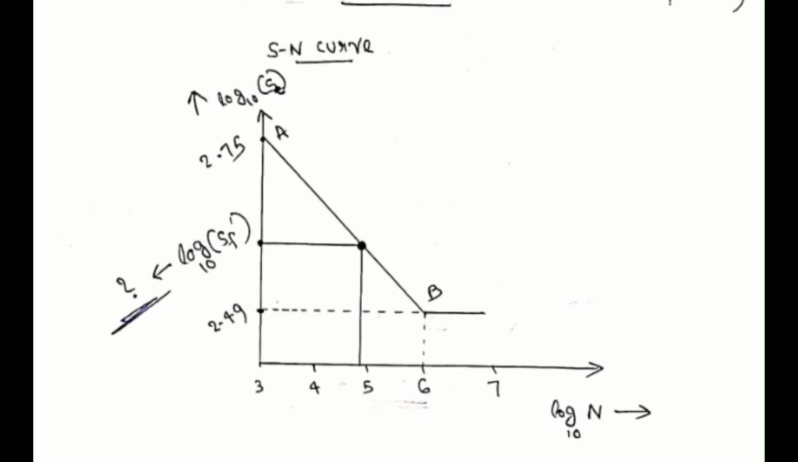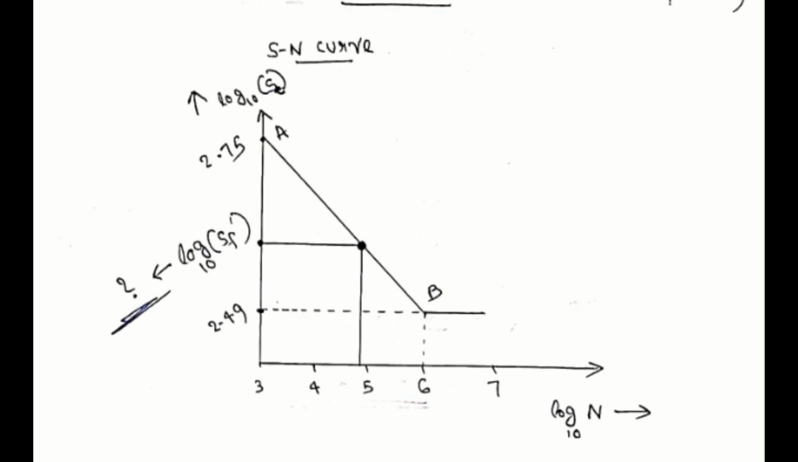So I already marked the point log 10 S, which is the point we have to determine. I already told you we have drawn a vertical line from the x-axis at log 10 of 90,000. That will intersect at some point on AB. From that point on AB, we have drawn a horizontal line towards the y-axis, which will intersect at log 10 SF. You need to find the value of SF. That is asked in the question. That is the fatigue strength.